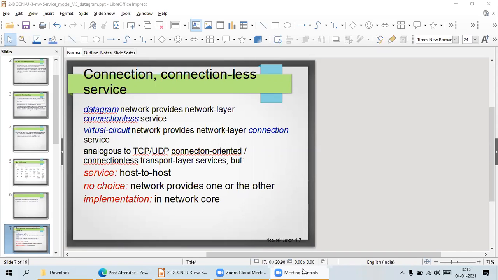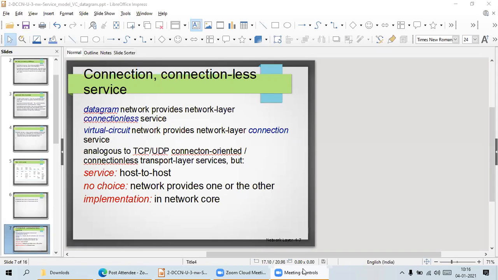There may also be a chance of losing messages in datagram. But in virtual circuit networks, we cannot lose anything. If you lose something, your total connection is cancelled and you have to restart from the first. If there is any loss in the middle, you cannot recover it. You have to restart and reconnect the virtual circuit network.